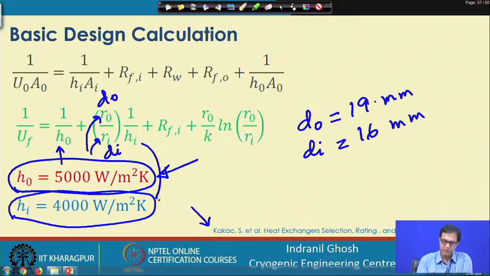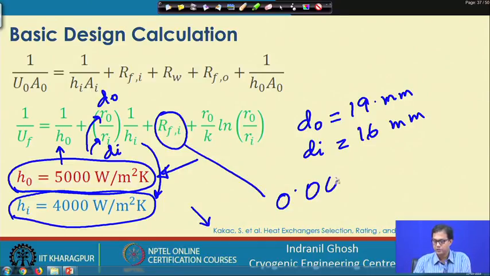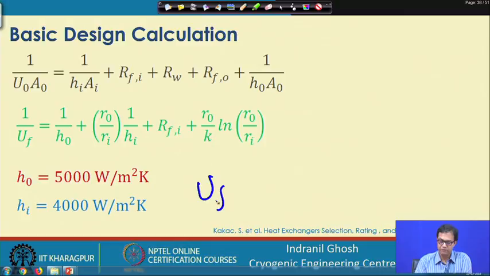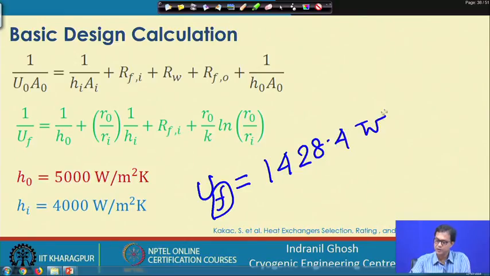hi is already given, Rfi is already known, that is equal to 0.000176 meter square Kelvin per watt, and we have R0, and you have to put the value of k and R0 by Ri and ln. So, if we put all these values, we will find Uf, where we consider the fouling resistance. This comes out to be 1428.4 watt per meter square Kelvin.